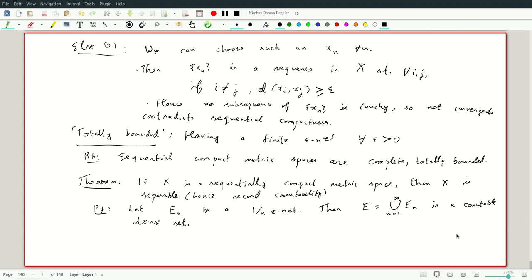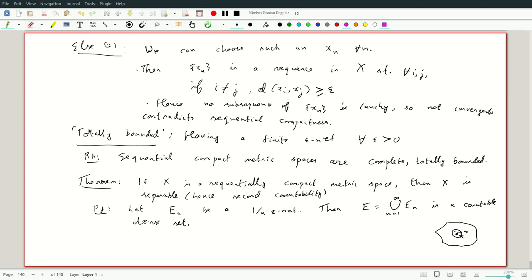Why is this? Because if I'm given a point x and an open set containing it, this contains an open ball of some radius r. Pick 1 over n smaller than that, then the epsilon net En, where 1 over n is smaller than r, will have a point inside this ball. That is the definition of an epsilon net with a distance less than this. So we see that it has a countable dense set, so it's separable.